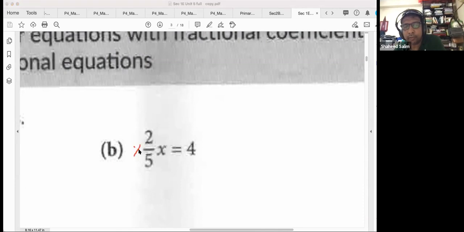If you times by 5 over 2, you must also times here by 5 over 2. Fine. So now what you see, cancel. So x is equal to, this one can cancel also. 2 times 5, 10.